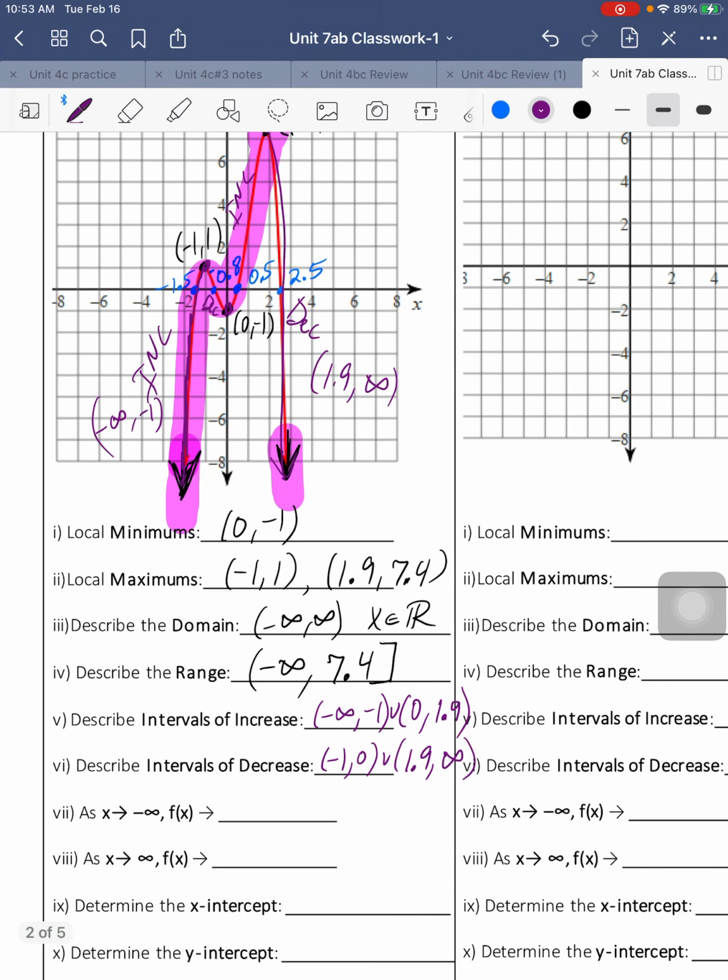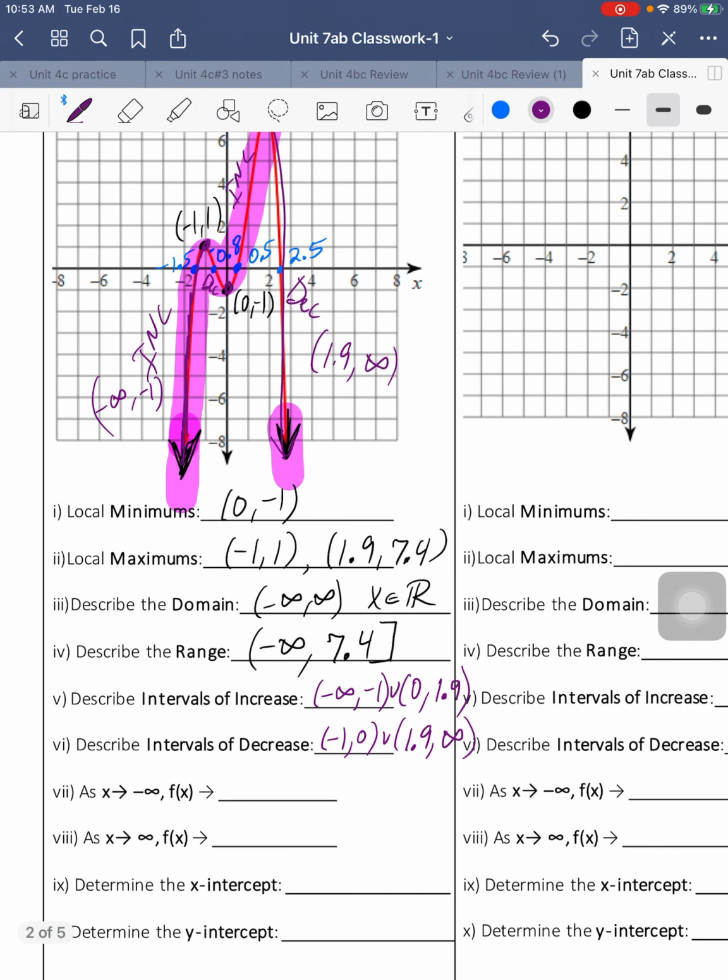End behavior. Oh my goodness. Well, let's do the x-intercepts and y-intercepts, then I will erase those. So the x-intercepts, -1.5, I have it as -0.8, 0.5, and 2.5. As long as you estimate it somewhat close, you're good. The y-intercept is at -1. I'm just going to put (0, -1).